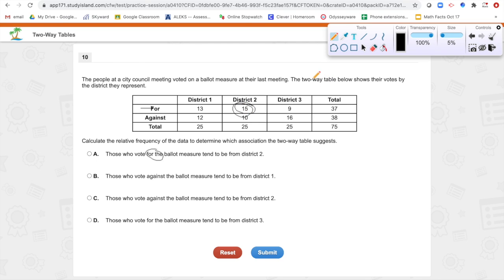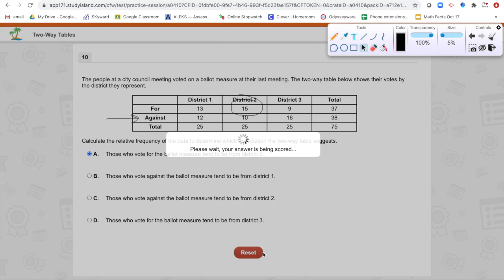And just to kind of make sure that none of the other questions are correct, B is those who vote against tend to be from District 1, but it looks like those who vote against more are from District 3. So that's why it's not B. C, those who vote against the ballot. So once again, voting against says they tend to be from District 2, but once again, it's supposed to be District 3, so that's incorrect. Those who vote for the ballot, we already said that's District 2. More people from District 2, so the correct answer is A.